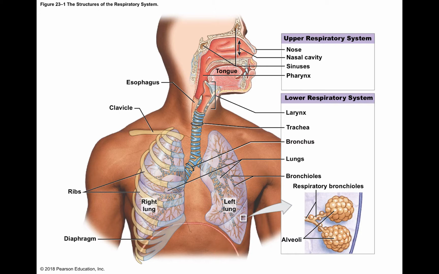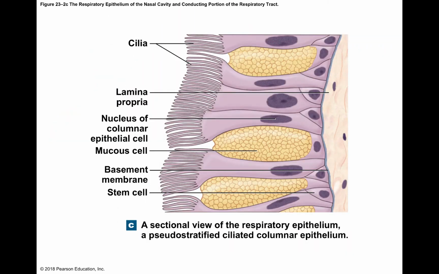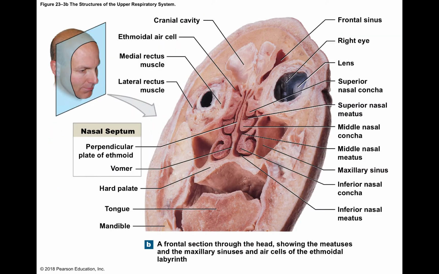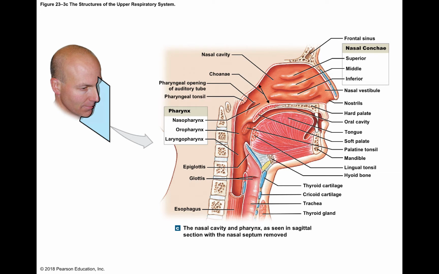Now, with the respiratory system, what you're doing is bringing air into the lungs, because once the air gets in the lungs, the oxygen can get into your bloodstream, and your blood can then deliver the oxygen to your tissues. Then the tissues make carbon dioxide, a waste product. The carbon dioxide goes back into the blood, goes back to the lungs, and then you breathe it out. So that's really what we're doing with the respiratory system: getting the oxygen in and the carbon dioxide out.